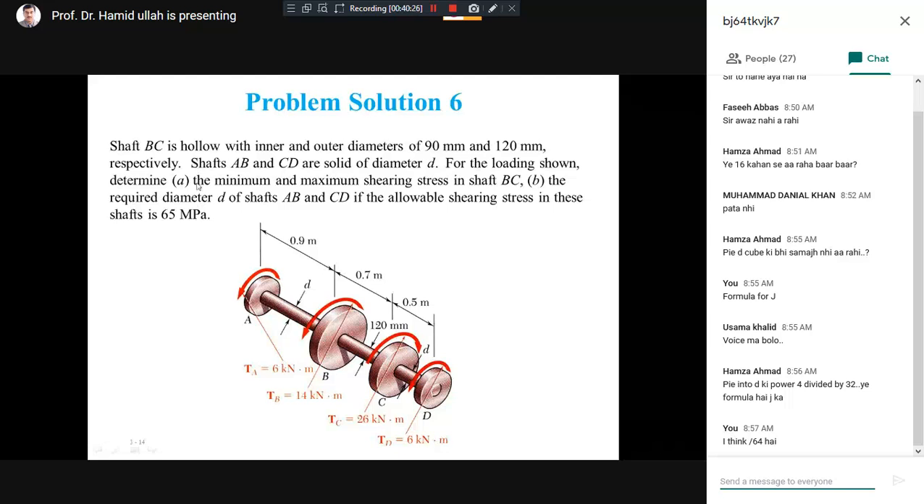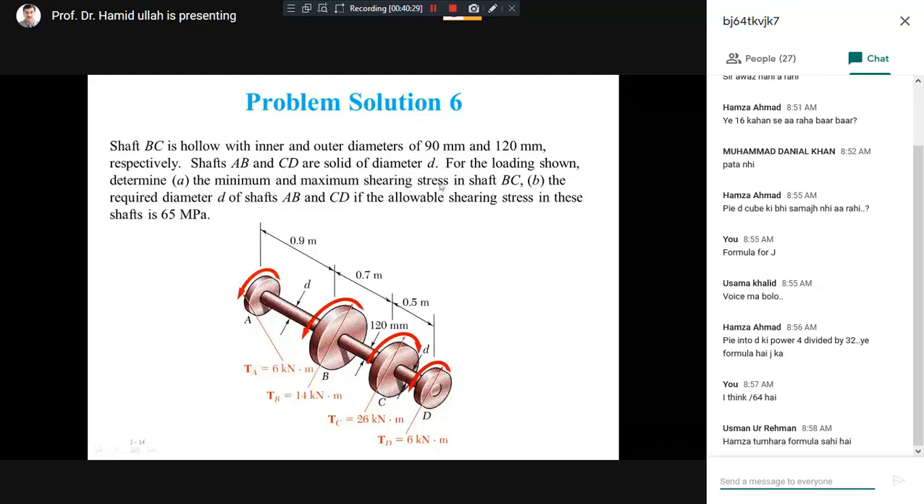minimum and maximum shearing stress in shaft BC. This is the hollow shaft. In this shaft, what are the minimum and the maximum shear stress produced? Second part, you can see the required diameter d of shafts AB and CD. Both have the same diameter, which is represented by small d. This diameter is required, and for this part, the maximum shear stress is given.